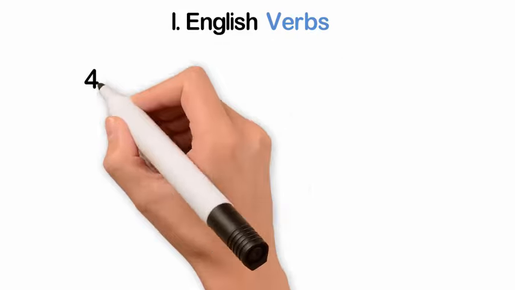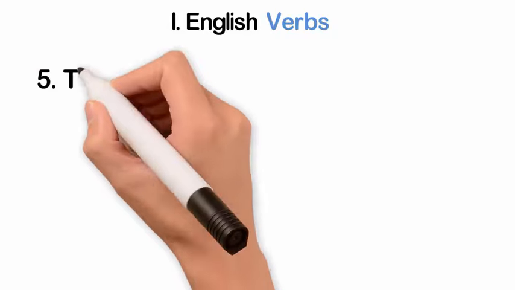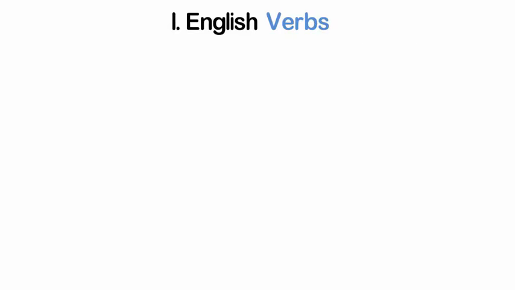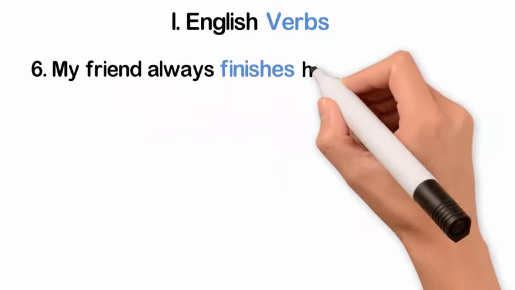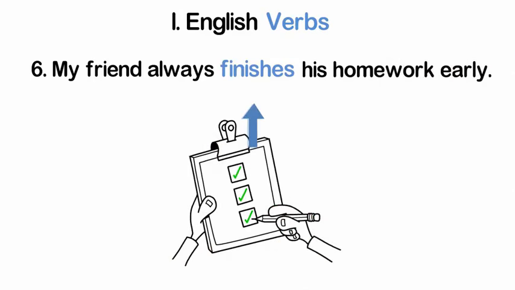4. He visits his family on Sunday. The verb, the action word here, is visits. 5. They always arrive to class on time. The action word, the verb here, is arrive. Example 6. My friend always finishes his homework early. The action word, the verb, is finishes.